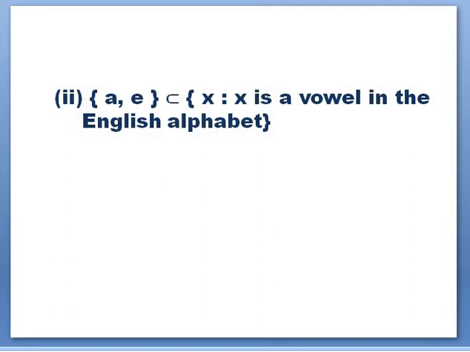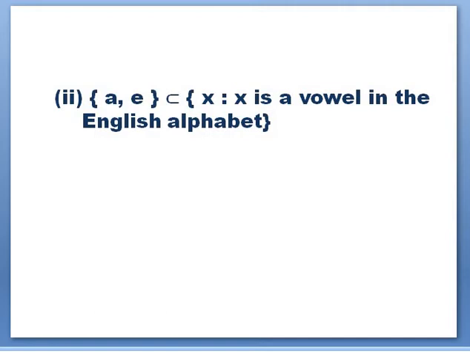Here it is given that there are two sets. On the left hand side the elements of the set are A, E, and the set on the right hand side is written in set builder form. It is given that x is a vowel in the English alphabet. So if I say that x is a vowel in the English alphabet, what are the vowels of the English alphabet? Yes, A, E, I, O, U. Now the second set itself will have the elements A, E, I, O, U.